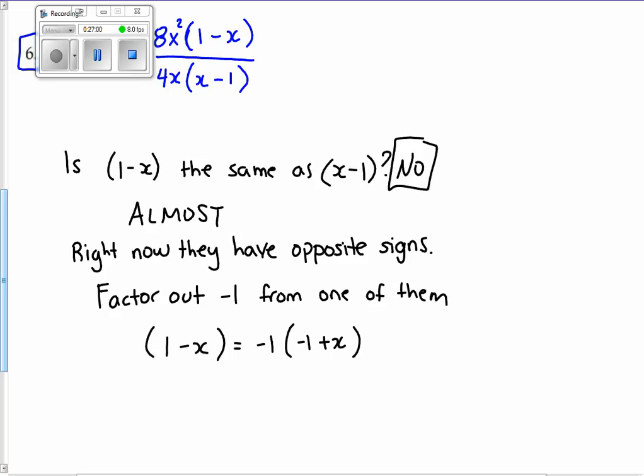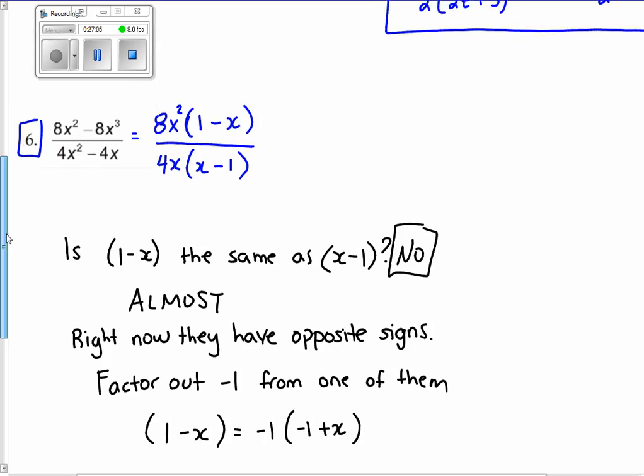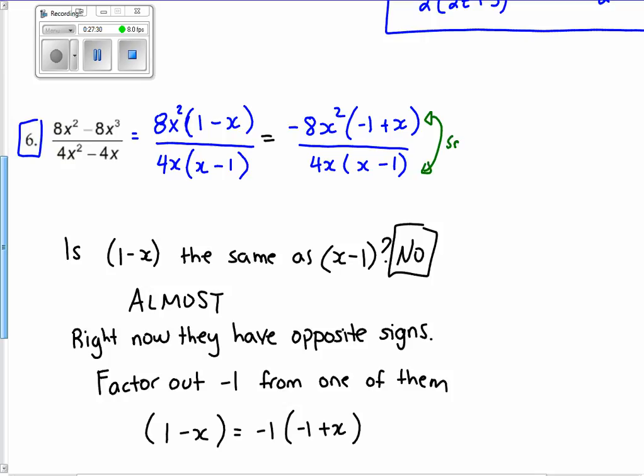Yes. Okay, so they're not the same right now, but if they're just opposite signs, we can factor a negative out. So I'm going to put that in front with the 8x squared, and we can switch the signs. So -1 plus x, we switch the signs. We only have to do that to one of them, okay? Would you agree that those are the same? Yes, these are the same.